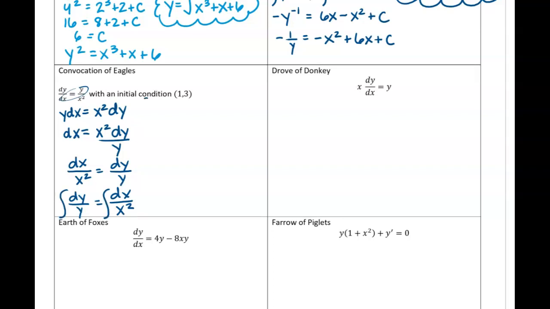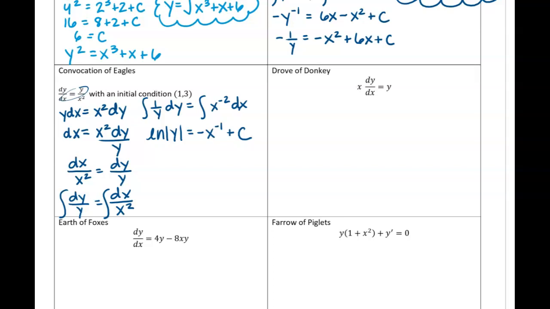So technically this is the integral of 1 over y dy equals the integral of x to the negative second dx, just rewriting so we can integrate more easily. Integral of 1 over y is the natural log of the absolute value of y. Integral of x to the negative second is x to the negative first over negative 1, which is just negative x to the negative first, plus c.